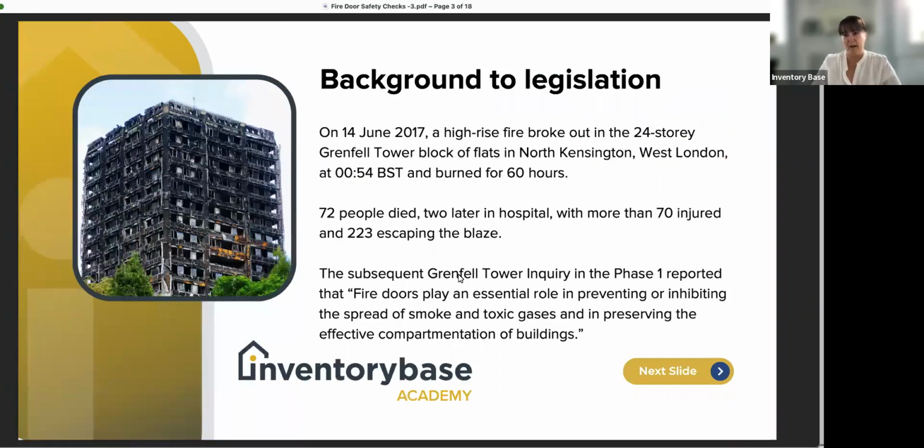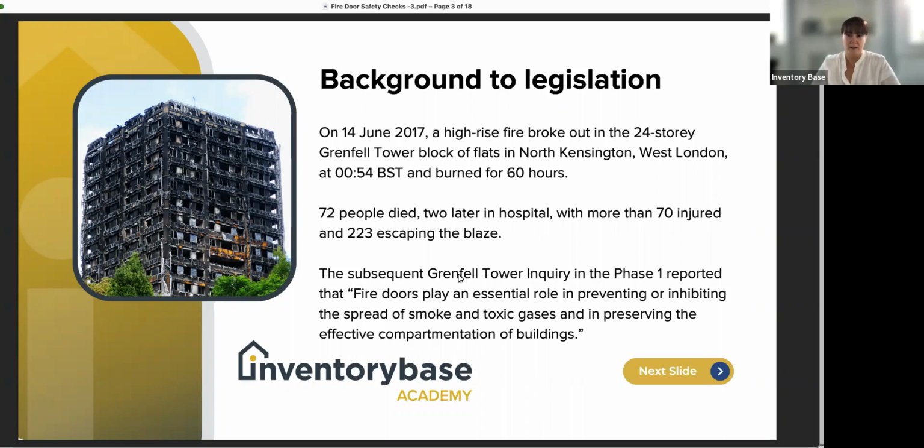So let's look a bit at the background to the legislation. As you can see here, on the 14th of June 2017, a high-rise fire broke out in the 24-storey block of flats at Grenfell Tower. It's etched, I'm sure, on everybody's mind, and obviously our hearts go out to everybody that was affected and still remains affected by this awful tragedy. Over 72 people died, with 2 later in hospital, 70 people were injured, and 223 people had to escape this awful blaze. So this was a significant event, and one that hopefully we'll never ever see repeated.